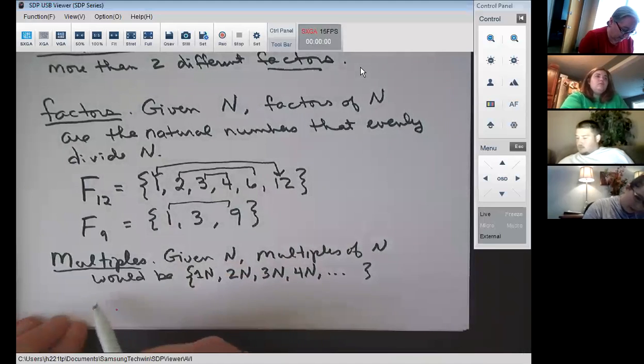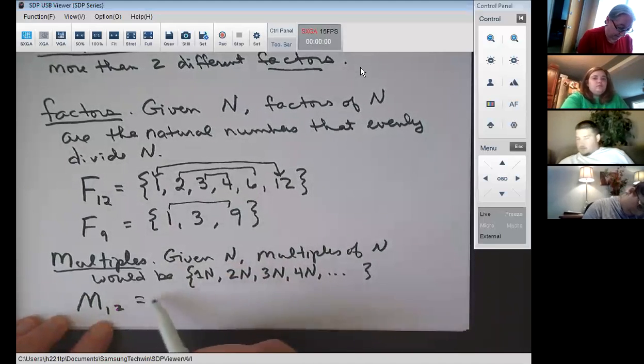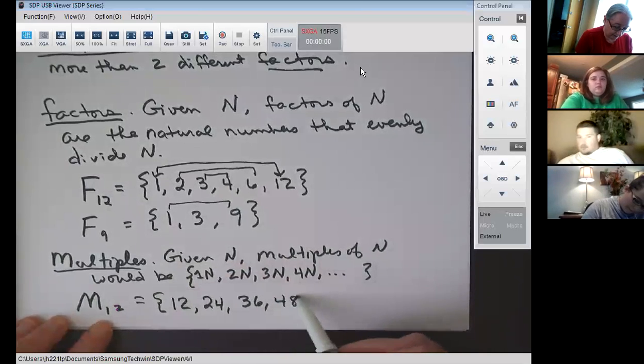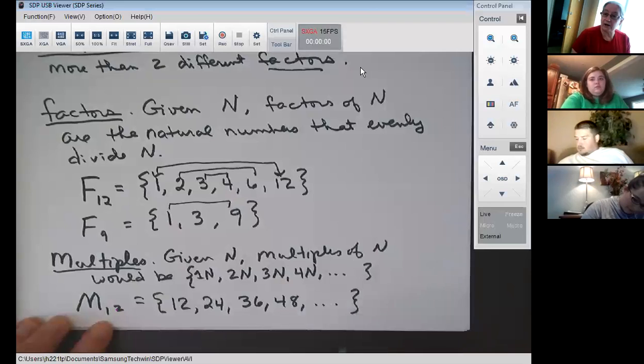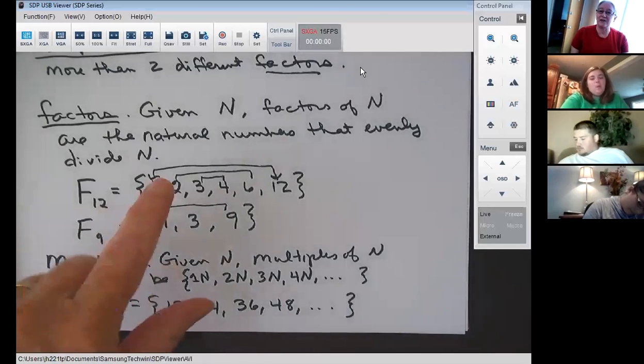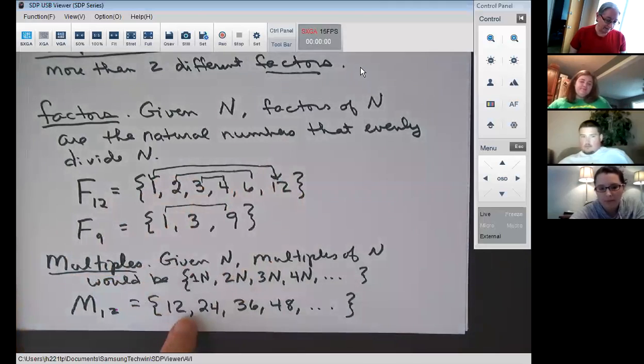So if I wanted the multiples of 12, then my list would have 1 times 12, 2 times 12, 3 times 12, 4 times 12, and that list just goes on and on and on. So when we're talking about multiples, that's going the other direction from factors. Here we want things that will evenly divide n. Here we want numbers that n will evenly divide. So we're kind of turning it around.